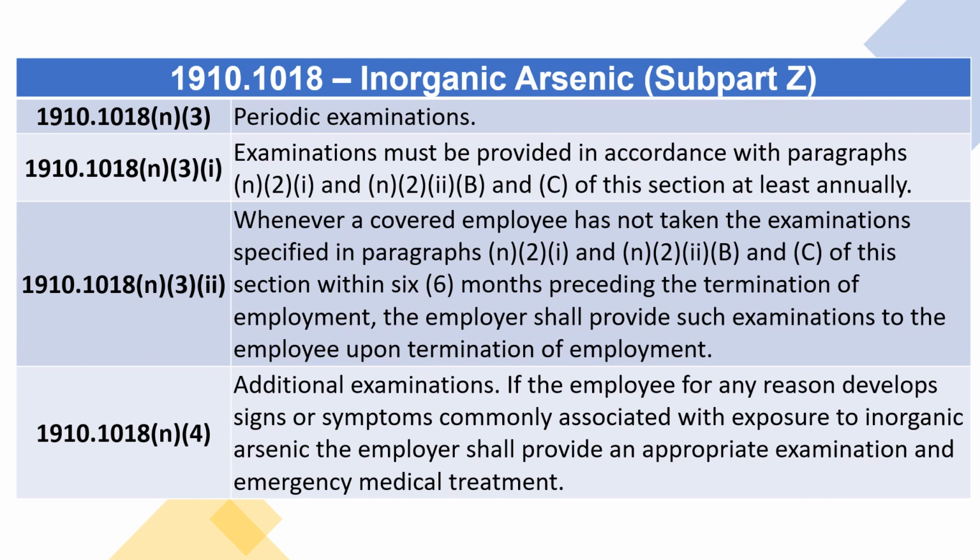1910.1018(n)(3), periodic examinations. 1910.1018(n)(3)(i). Examinations must be provided in accordance with paragraphs (n)(2)(i) and (n)(2)(ii)(B) and (C) of this section at least annually. 1910.1018(n)(3)(ii). Whenever a covered employee has not taken the examinations specified in paragraphs (n)(2)(i) and (n)(2)(ii)(B) and (C) of this section within 6 months preceding the termination of employment, the employer shall provide such examinations to the employee upon termination of employment.